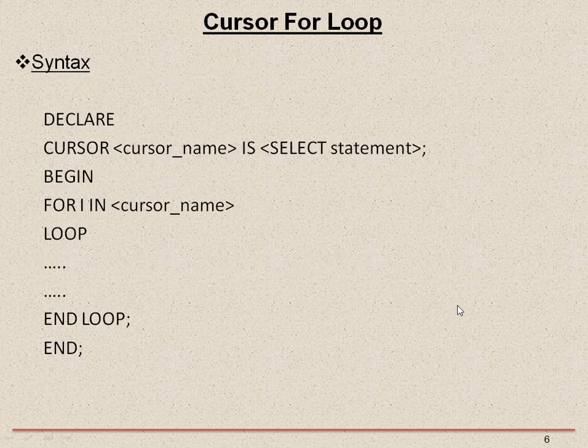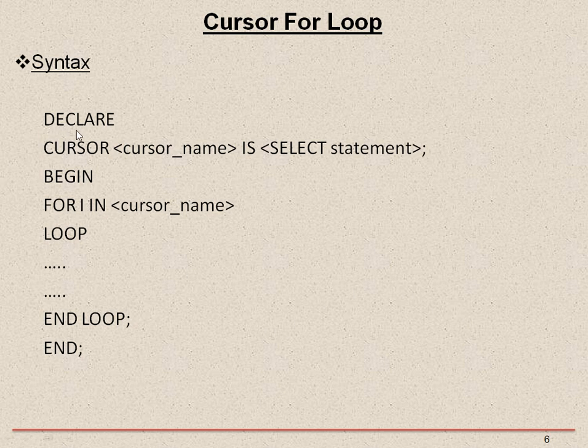Cursor FOR loop. This is again one of the most important portions of the cursor. You saw that in the last example we had to write more code when we wanted to fetch the records from a table, but if you use the cursor FOR loop, then with a little bit of coding you can fetch the whole table information in two or three statements. So see how it will work.